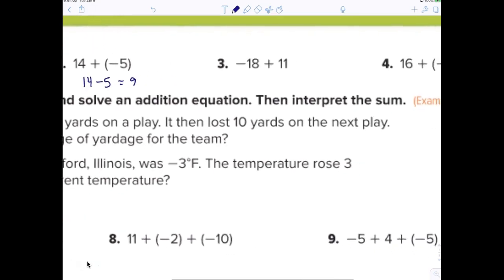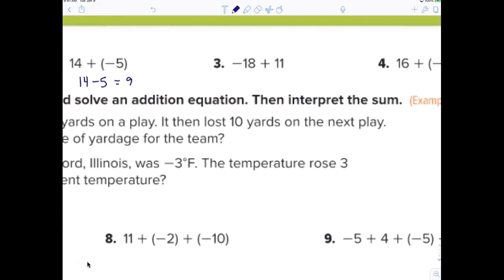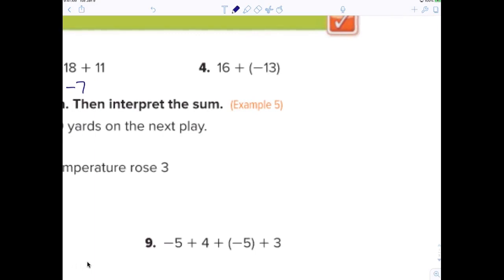So number 3, can I just write the answer to that? Yes, because I don't have to change it. If you owe 18 and you have 11, that means you owe 7. So owe 7 means -7. Now remember, -7 is different than 7. Number 4, we just rewrite that as 6 minus 13. And 6 minus 13 is what? -7.